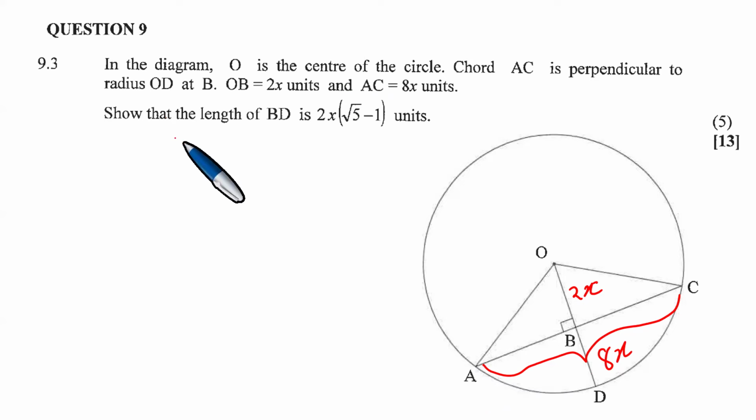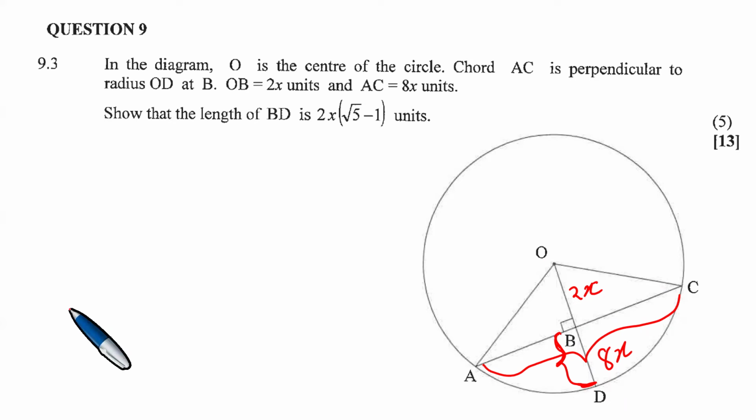Show that the length of BD is 2x, open bracket, the square root of 5 minus 1, close bracket, units. So we show that the length of BD is that one there. What are we able to do at this point? BD is this little bit here, and that is the length of BD.